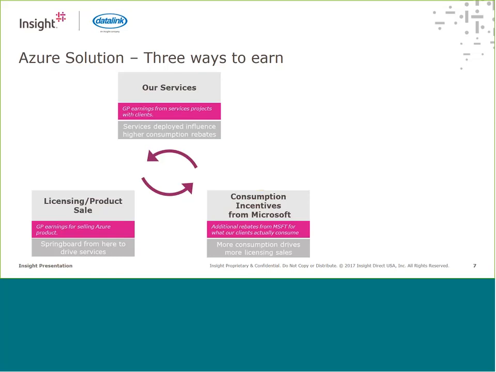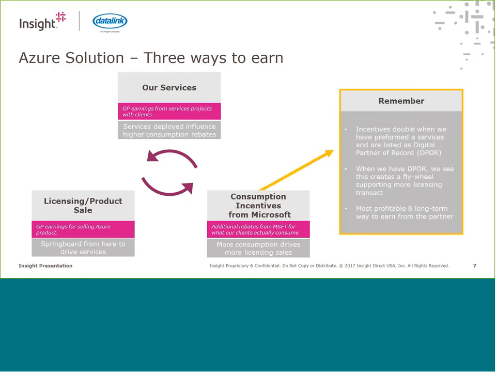But that also leads us into consumption incentives. Consumption incentives are a way that Microsoft pays us as the partner on an ongoing basis for bringing that business to them, and they pay us more as we influence more. So what does that mean? That means that with consumption incentives, or as we'll talk about in a minute, digital partner of record, the more we influence, the more we earn.